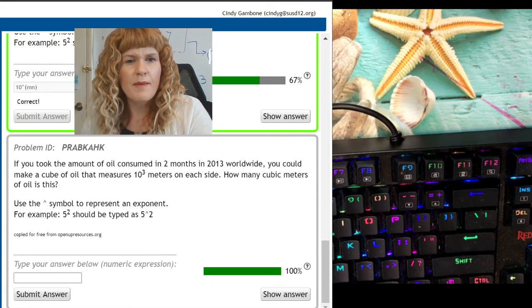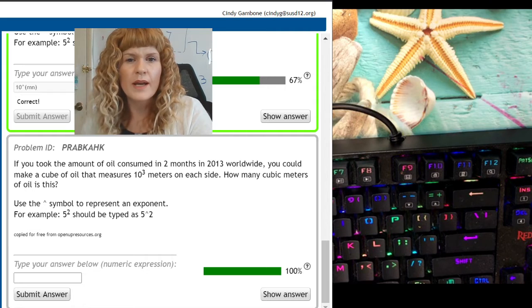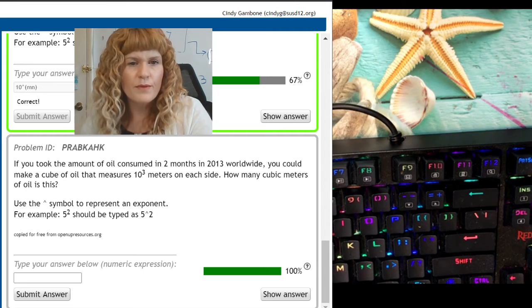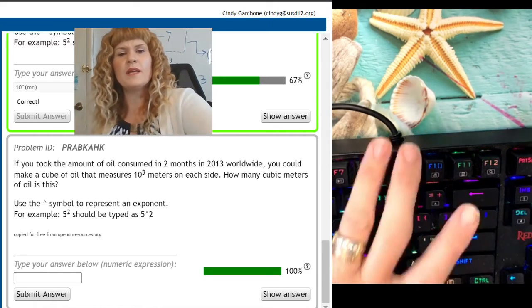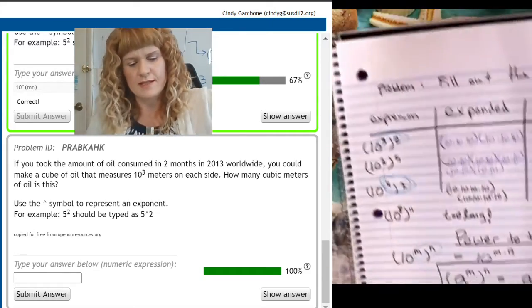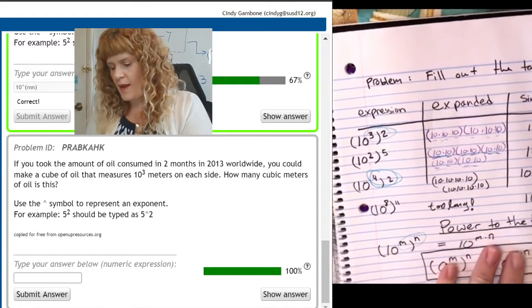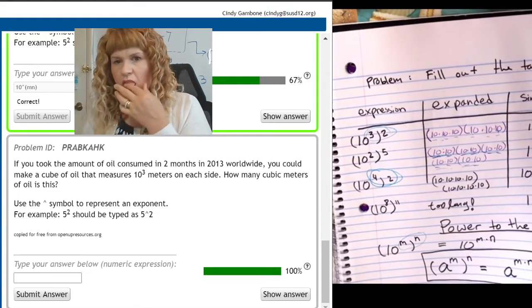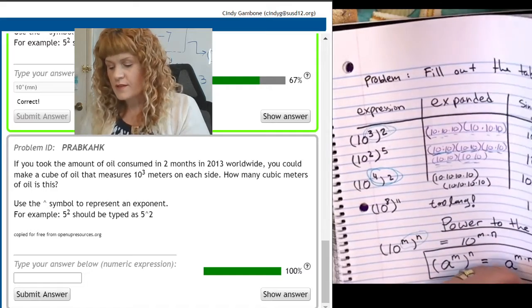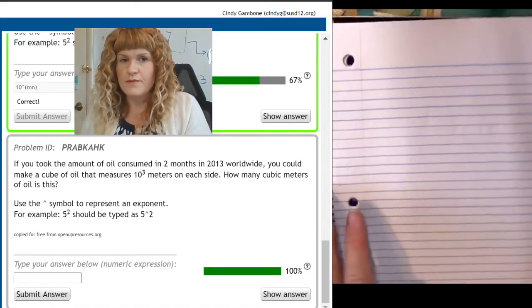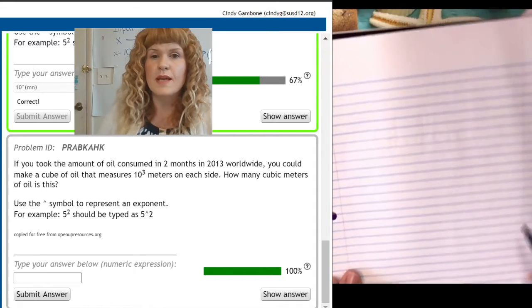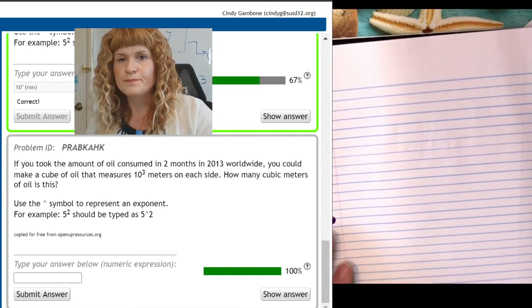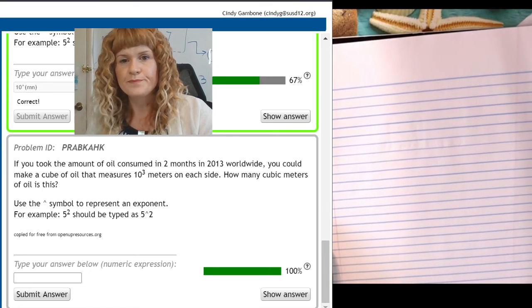If you took the amount of oil consumed in 2 months in 2013 worldwide, you could make a cube of oil that measures 10 to the third meters on each side. How many cubic meters of oil is this? Okay, go back to your notes. You're going to want this one in your notes. There's a few things you need to know in order to solve this problem. First of all, you need to know that a cubic meter is a measure of volume, in case you forgot.